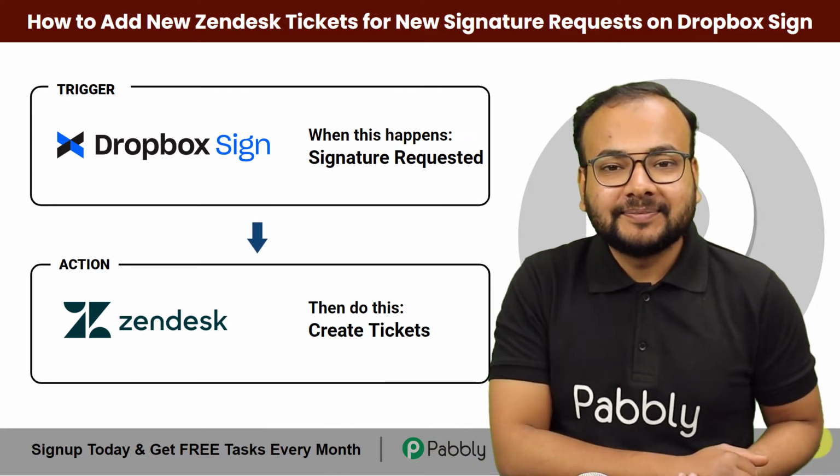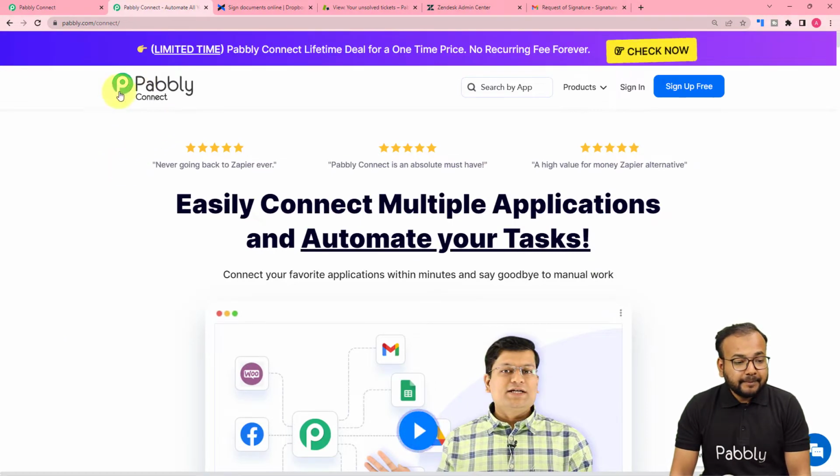So let's start. So we are using Pabbly Connect to set up this automation, and this is the landing page of Pabbly. From here, you can set up your free Pabbly Connect account and you will get free automation tasks every month to test and set up your automations. Okay, so you can just sign up right now from the link given below.